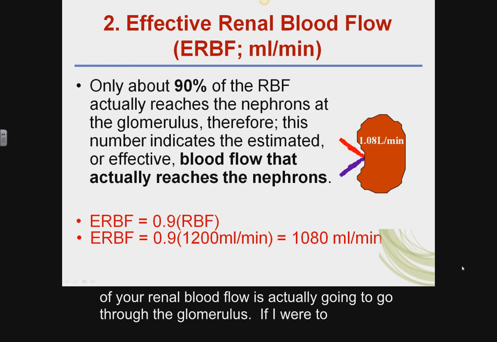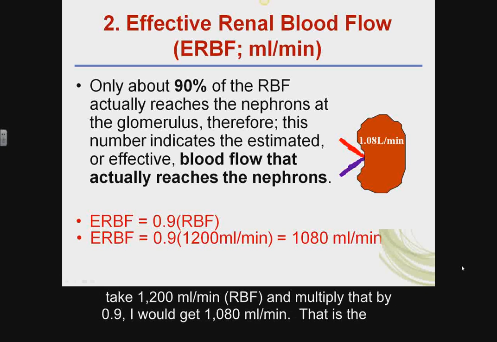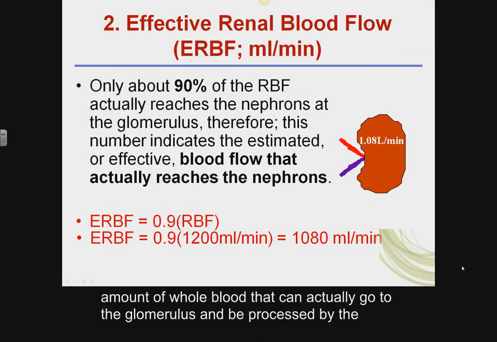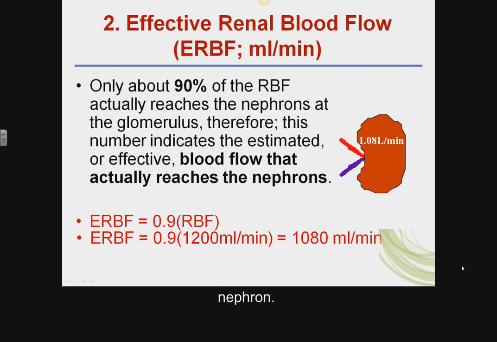Only about 90% of your renal blood flow is actually going to go through the glomeruli. If I were to take 1,200 milliliters per minute, RBF, and multiply that by 0.9, I would get 1,080 milliliters per minute. That is the amount of whole blood that can actually go to the glomerulus and be processed by the nephron.